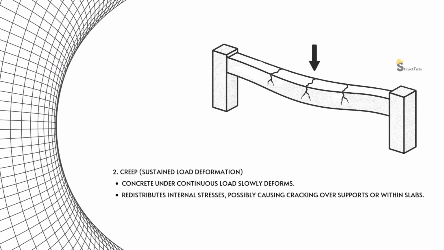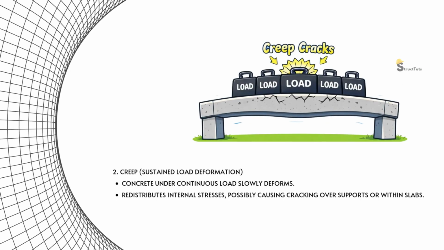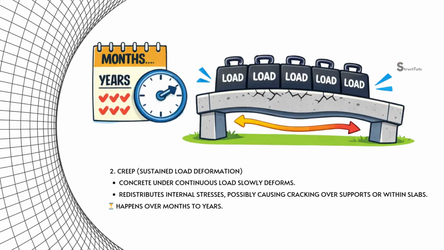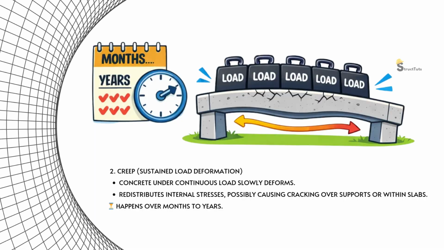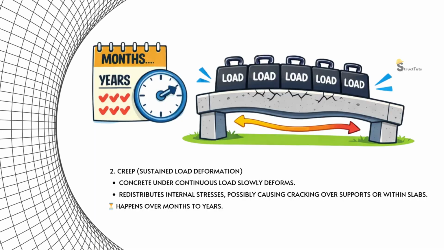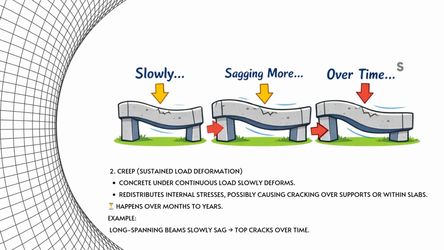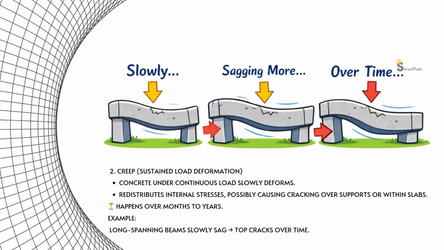Creep is the sustained load deformation in concrete, where concrete under continuous load slowly deforms over time. This deformation redistributes internal stresses and may cause cracking over supports or within slabs. It typically happens over months to years. For example, long-spanning beams slowly sag under sustained load, eventually leading to cracks at the top over time.